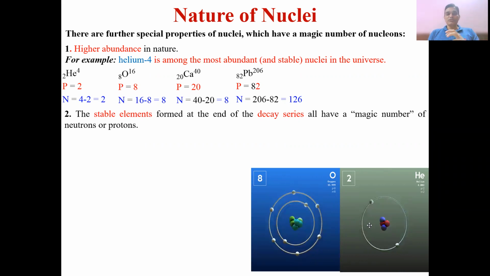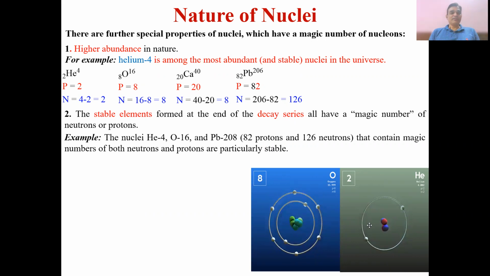All these things have already been discussed in the chapter on nuclear chemistry, where we discussed these four decay series of unstable nuclei: 4n, 4n plus 1, 4n plus 2, and 4n plus 3. The stable elements formed at the end of the decay series have the magic number of neutrons or protons.